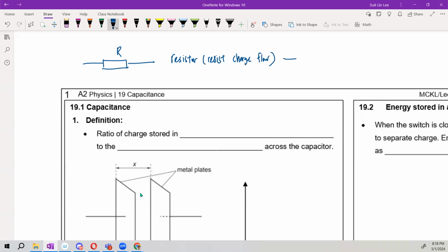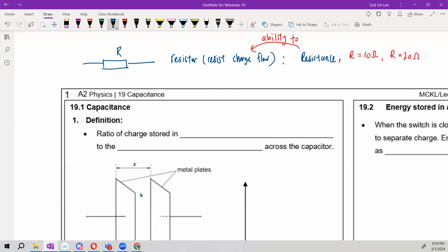But either way, because the resistor is there to resist charge flow, the value of its resistance measures its ability to resist charge flow. So for example, if I have R is 10 ohm versus R is 20 ohm, I know 20 ohm is doing a better job compared to 10 ohm at resisting the current flow or the charge flow.